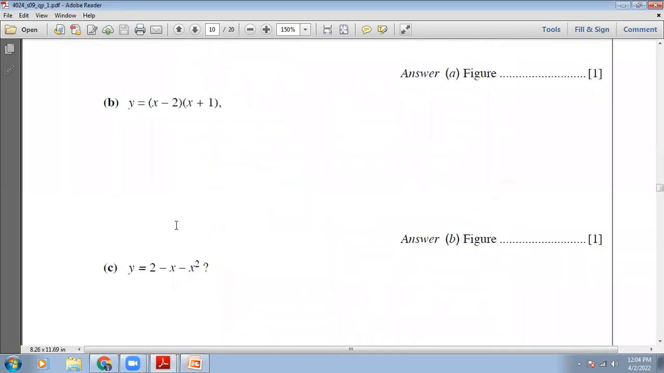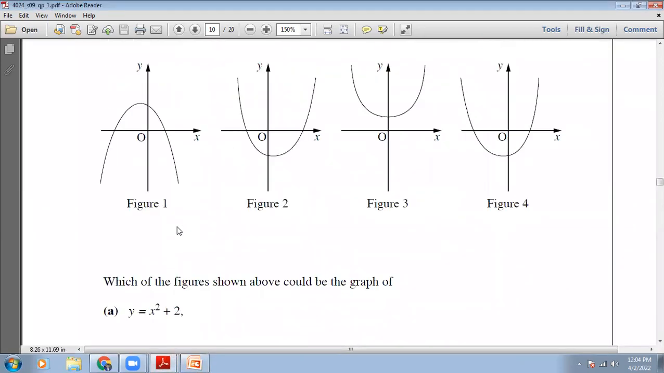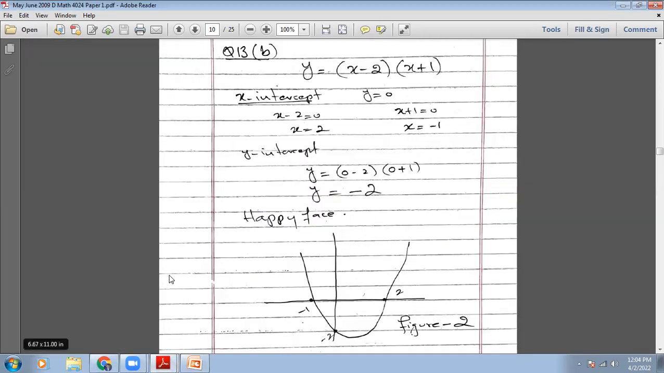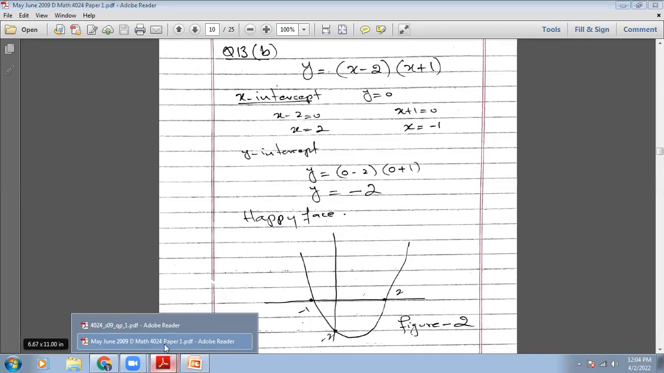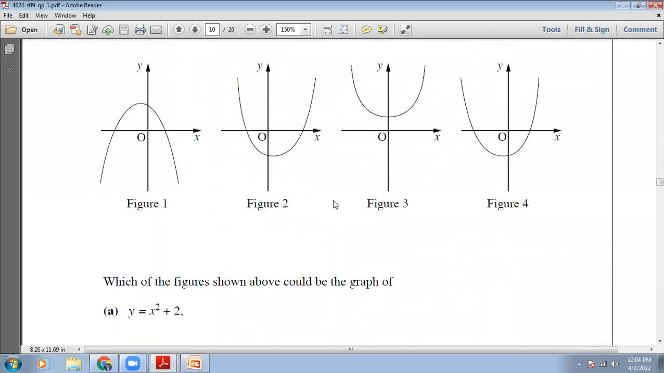So let's check the figures. Happy face, the x-intercepts at minus 1 and 2. This is what we found: minus 1 and 2, yeah. So this cannot be the answer. And the y-intercept is minus 2. They can have y-intercept minus 2, happy faces.